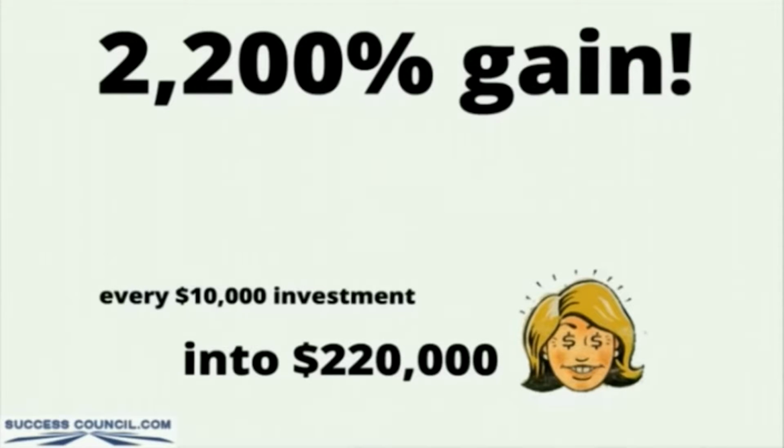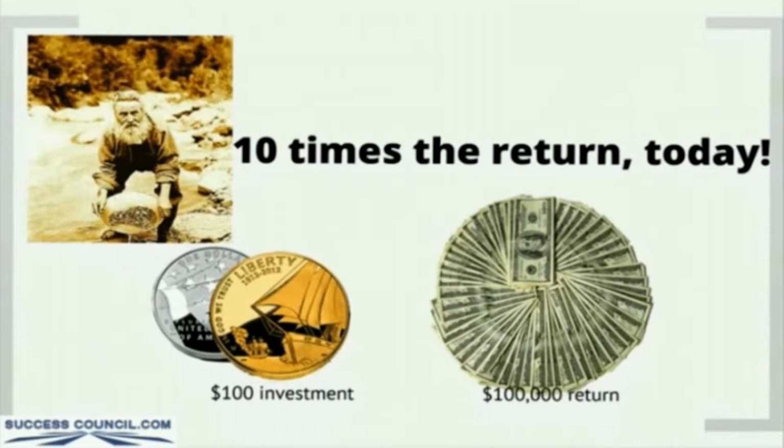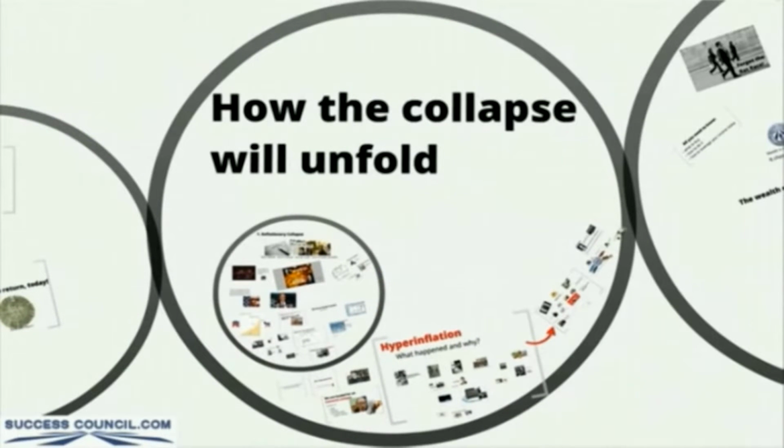You may remember the gold rush of the 70s. Well, that's nothing compared to what we're looking at today. Think 10 times that return or more. Before this is over, if you take the steps we'll show you, it's entirely possible that a $100 investment in gold and silver could rocket up to the equivalent of $100,000. I'll explain how that could happen in a minute. First, to know how to profit from the collapse, we need to look at how the collapse will unfold.